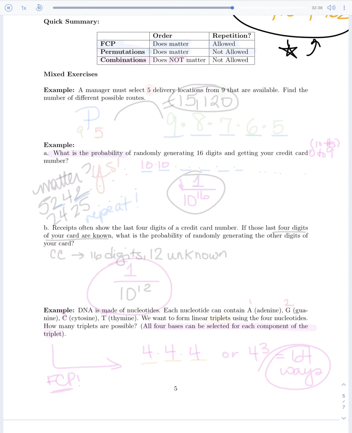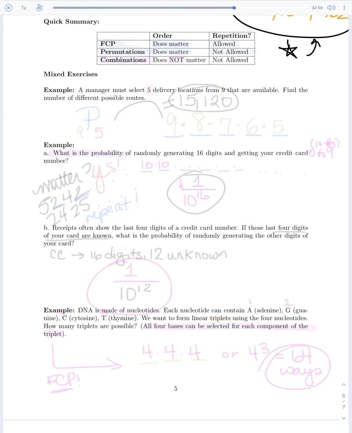So let's look at what you would see on a test, which are more mixed examples, and how we know what we're supposed to do when. So let's take a look. A manager must select 5 delivery locations from 9 that are available. Find the number of different possible routes.